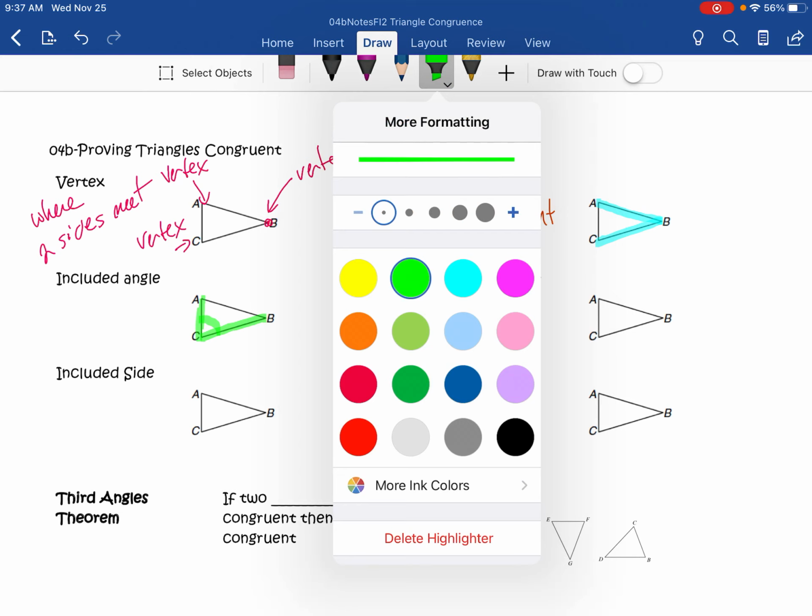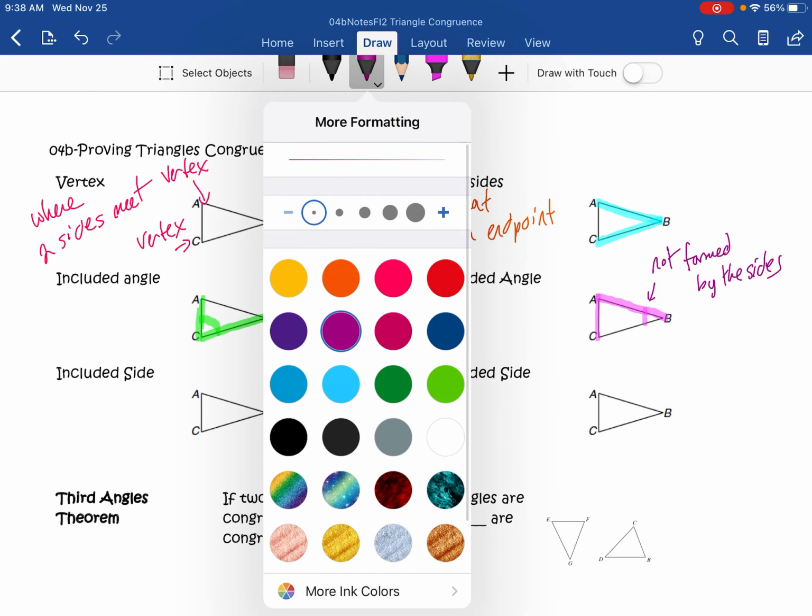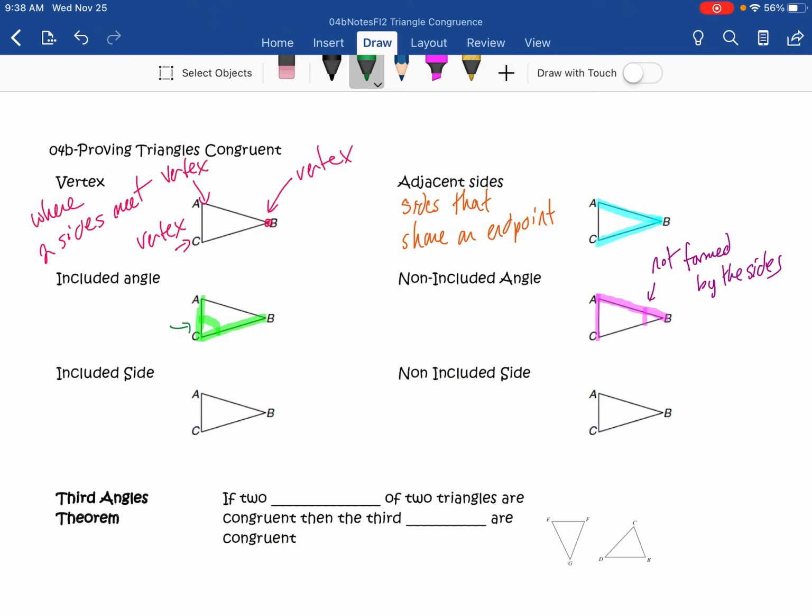A non-included angle is going to be just a little bit different. So if I'm talking about angle B, well, angle B is the non-included angle of AC and AB because it's not between. Okay, not formed by the sides. Okay, and this one is formed by the sides. All right, and that's not the only location. There are different locations for this.